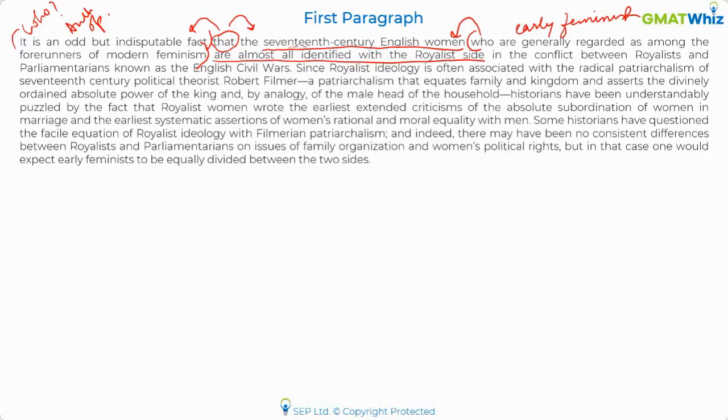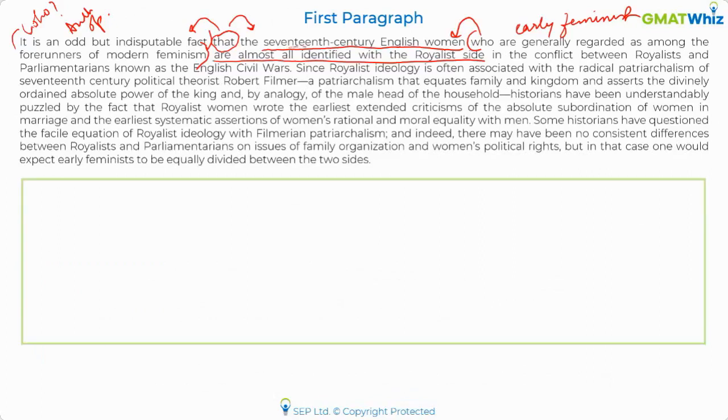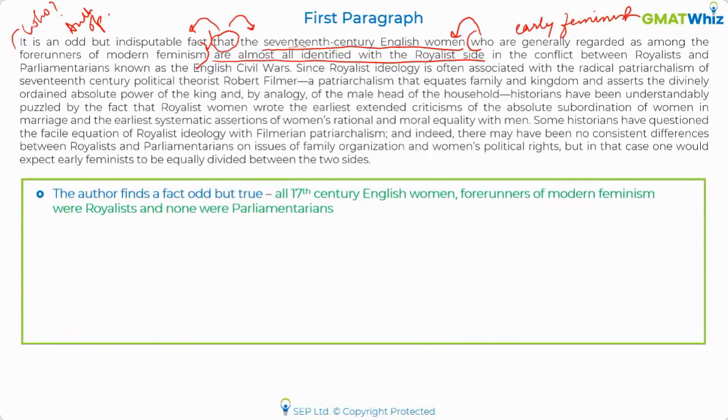The fact that these English women are all identified with the royalist side. That's the odd part. In the conflict between royalists and parliamentarians, known as the English Civil Wars. Okay, so there are royalists, there are parliamentarians, there's a conflict between the two, and these 17th century early feminists, they all came from the royalist side, and that the author finds odd, but it's true.